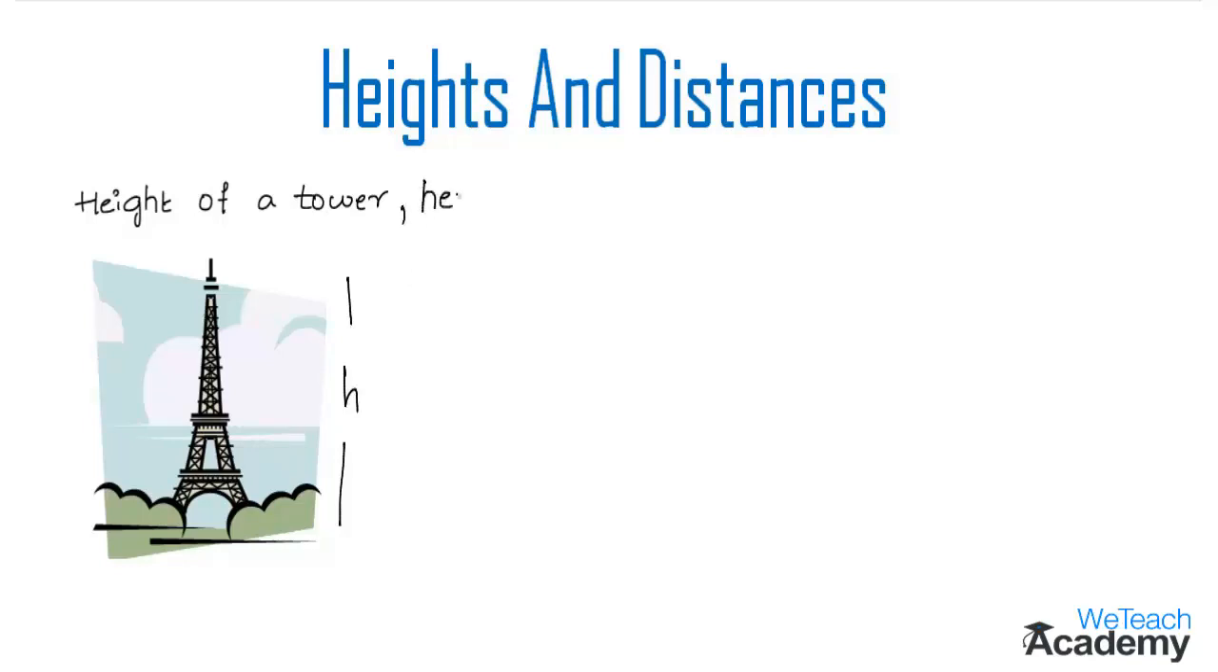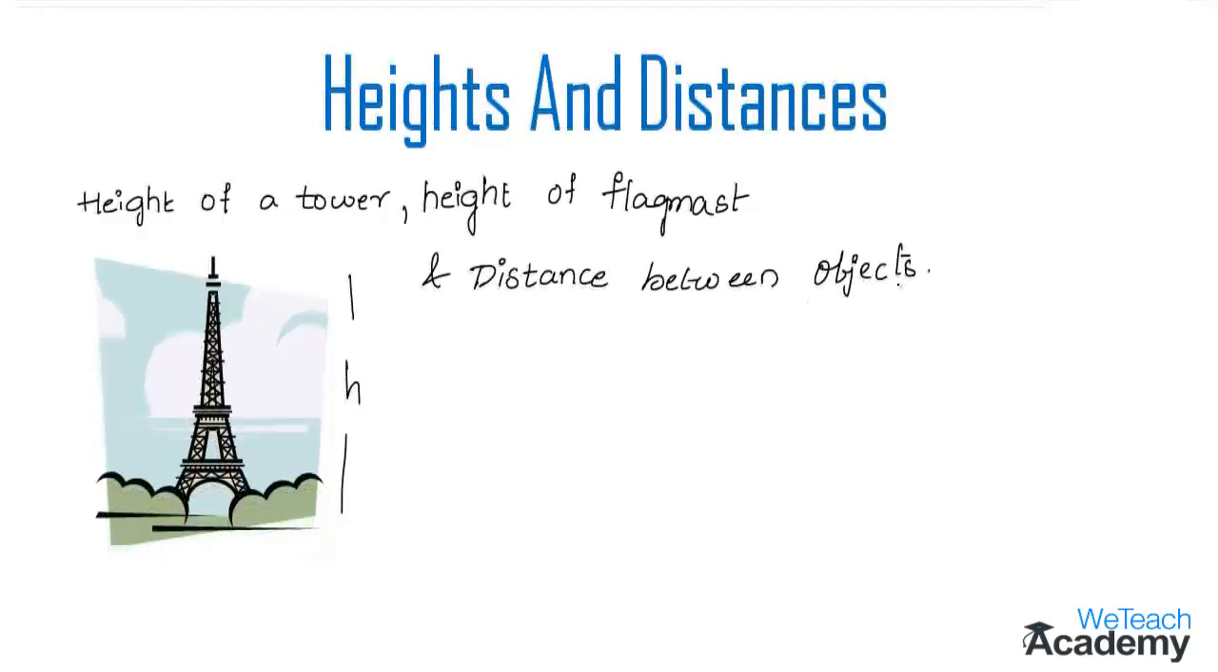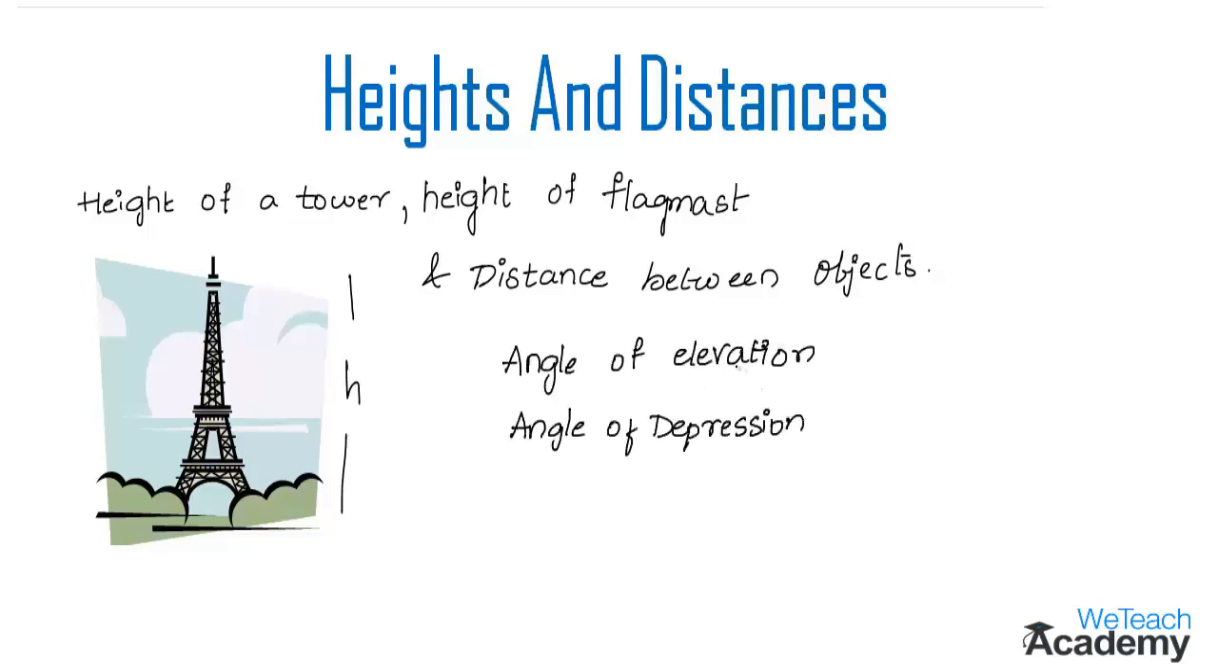Using this concept, the heights of a tower, heights of a flag mast, and also the distance between two objects that are visible can be measured. But sometimes it becomes very difficult to find such heights and distances. So we use this topic under two key concepts, that is angle of elevation and angle of depression. Using both these concepts, we can find the height of a tower, height of a flag mast, and also the distance between any of the objects.